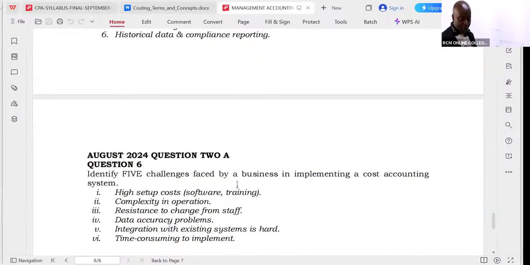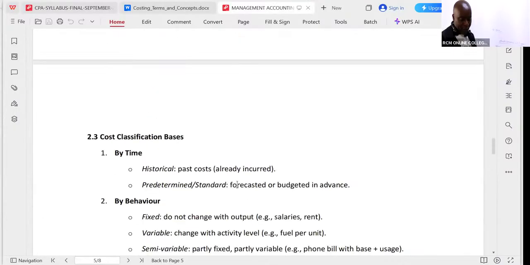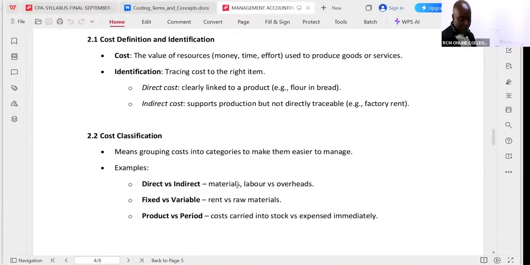We have August 2024, question number 2A. Identify 5 challenges faced by a business in implementing a cost accounting system. That is the last one. So we go back to our content of the day, which is cost.